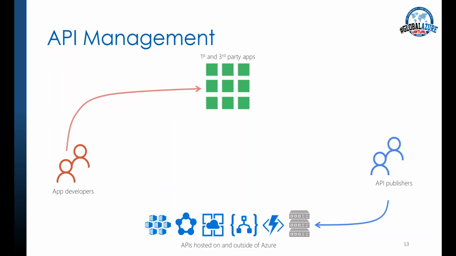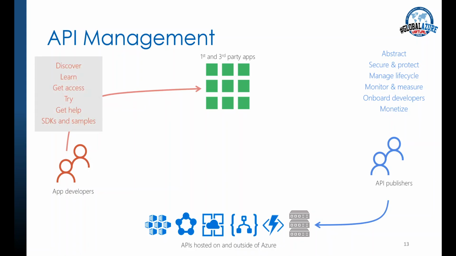Your app developers are going to be creating first or third-party apps, and those apps are going to want to talk to your APIs. So what Azure's API management allows you to do is provide an abstraction and security to protect your API. Provides full lifecycle management. You can monitor and measure who's coming in, where they're coming from, and how often. And also provide a really good onboarding experience. So it's a developer portal for documentation. And also allows you to do different monetization strategies if needed.